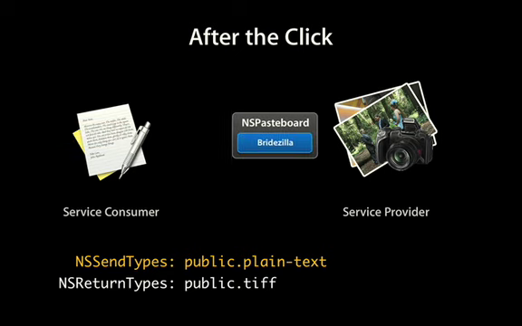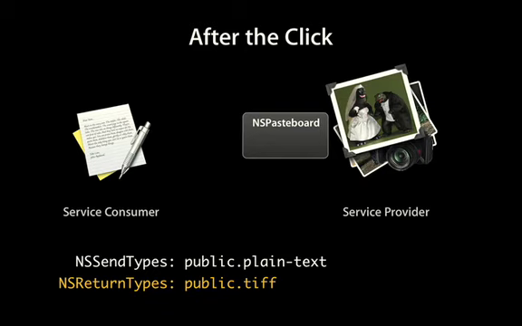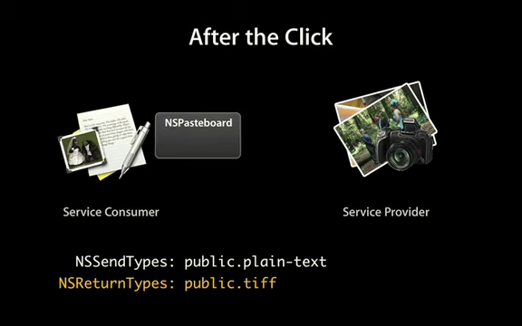and it's going to move the pasteboard all the way over to the service provider, which will read off the text. The service provider will look for images or perform whatever operation on the text that it wants to. And if there's a return type, in this case public.tiff, it will take that image, put it on the pasteboard, and send it back to the service consumer.